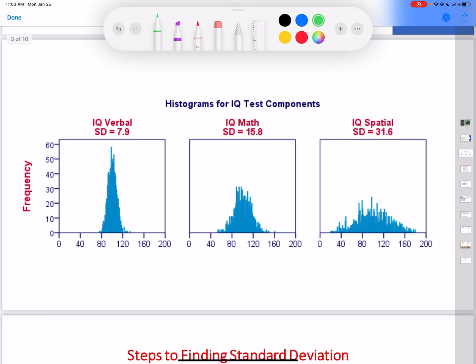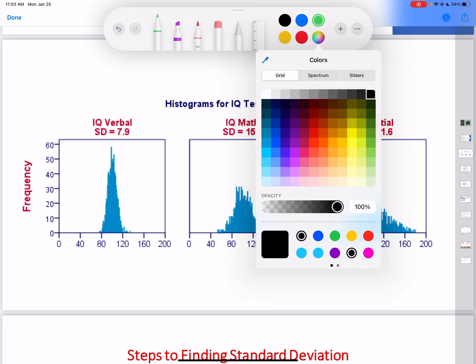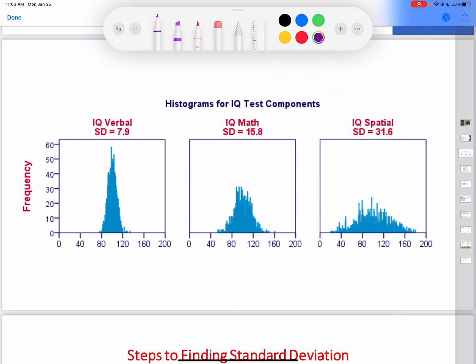So here's an example of what I was talking about, between what happens when a standard deviation is smaller or larger. Here you're talking about IQs for verbal, math, and spatial. So we have a standard deviation of 7.9, a standard deviation of 15.8, and a standard deviation of 31.6. So ask yourself which one of those standard deviations is the smallest. And you should be looking at the verbal one. That 7.9 is the smallest versus the 31.6 is the largest.